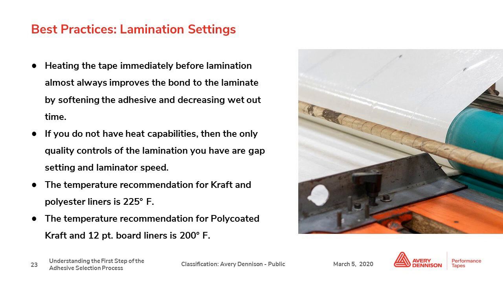And then we do have to change the recommendation, though, for poly-coated craft liners and 12-point board liners. Those liners have a polyethylene coating on them, which makes them moisture resistant. However, it does mean that that polyethylene can melt at temperatures of around 225 degrees. So if you've ever tried to laminate those type of liners before at higher temperatures, especially if you're moving slower, you might blister the liner. So we recommend 200 degrees Fahrenheit for those types of liners.